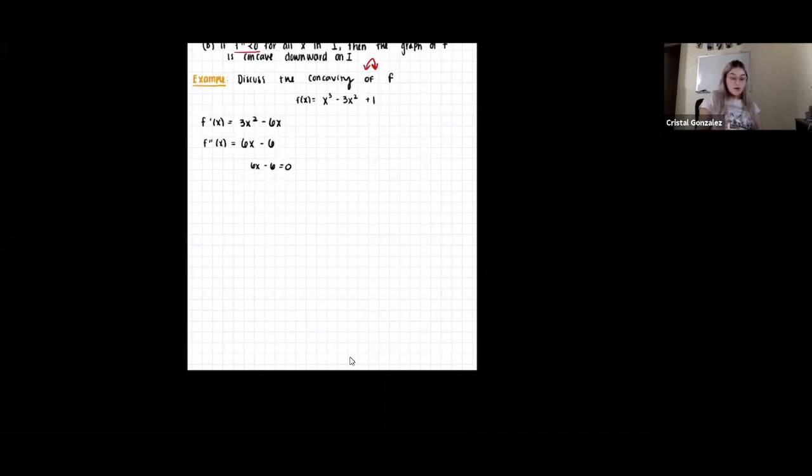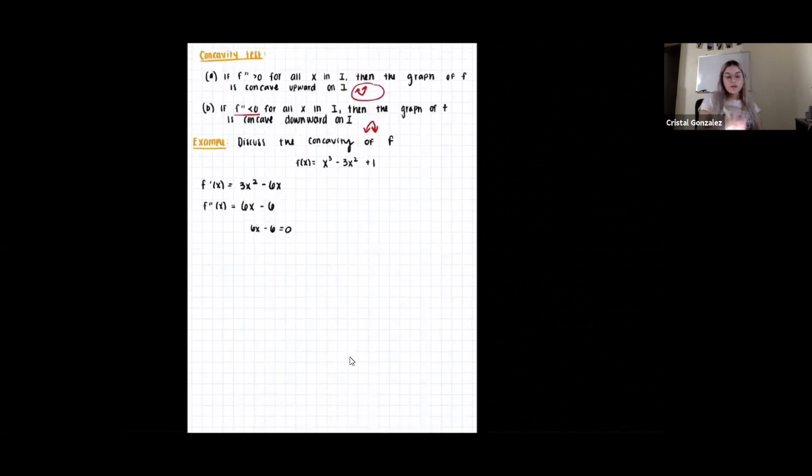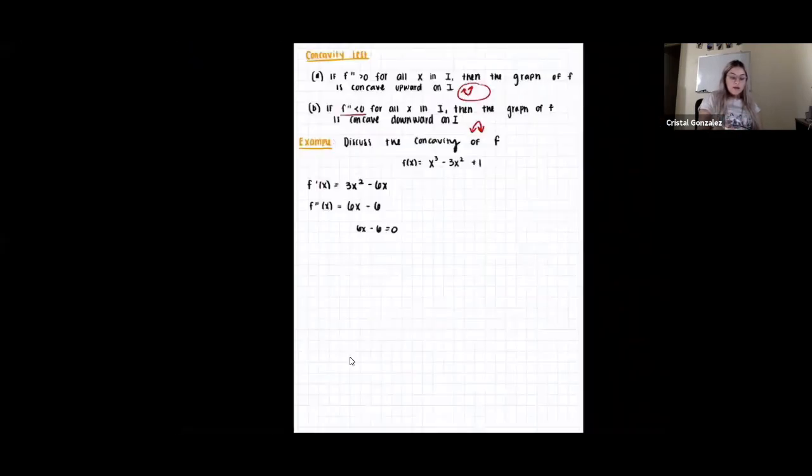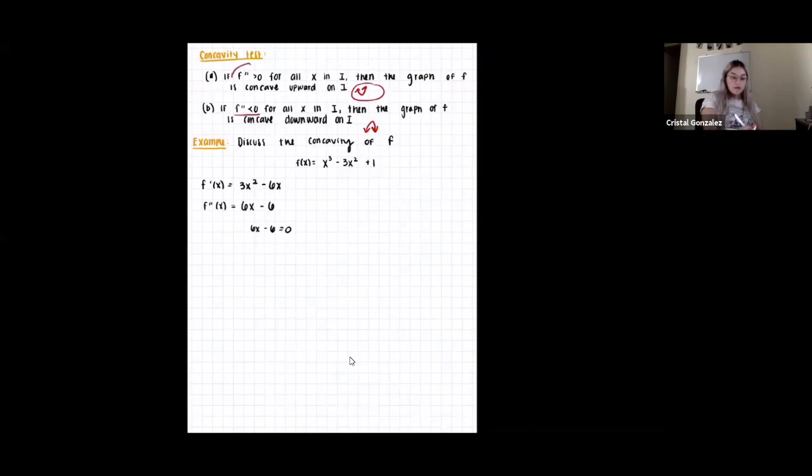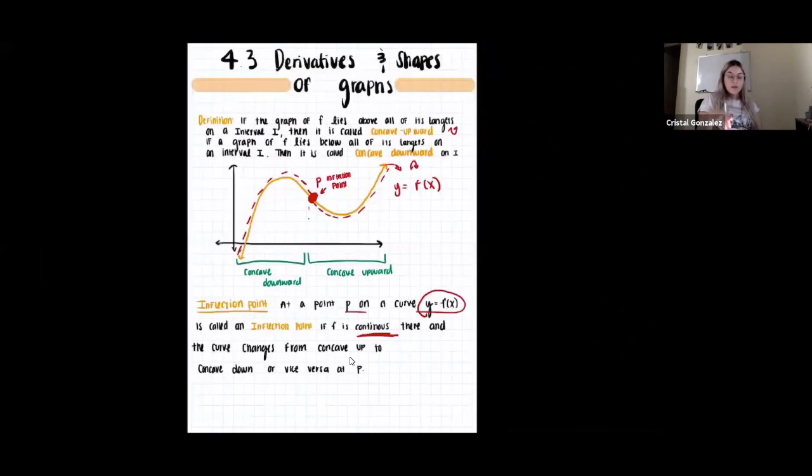For example, what I mean by that is we learned that if our second derivative is greater than 0, then it's going to cause a concave upward shape. So if we come back to this one, here our second derivative was greater than 0. And here where we were concave downward, our second derivative was less than 0. So this one was a point of inflection because it changed from concave downward to concave upward.